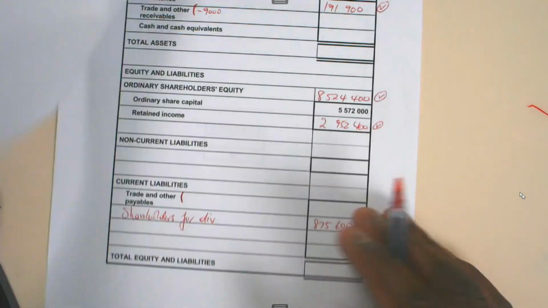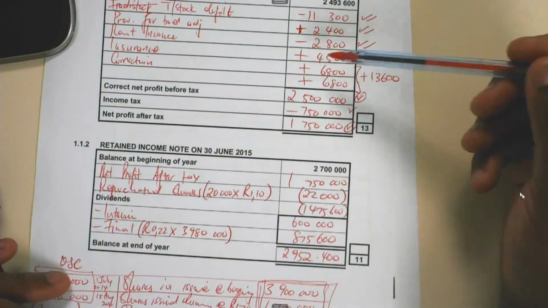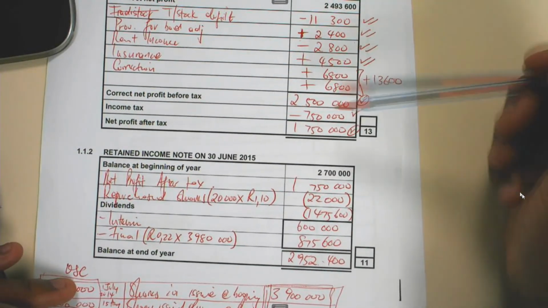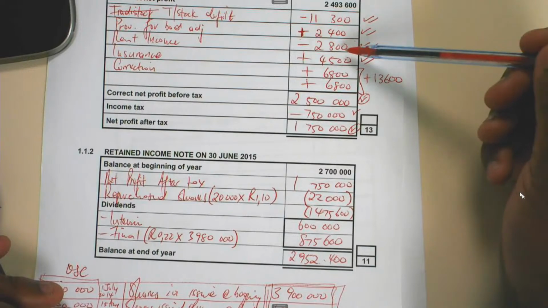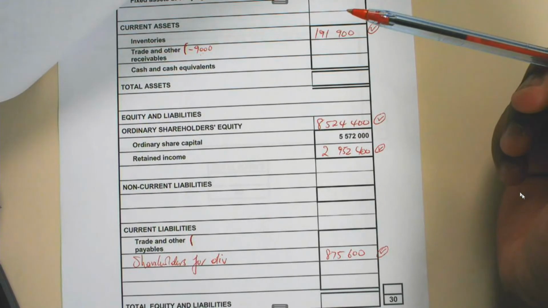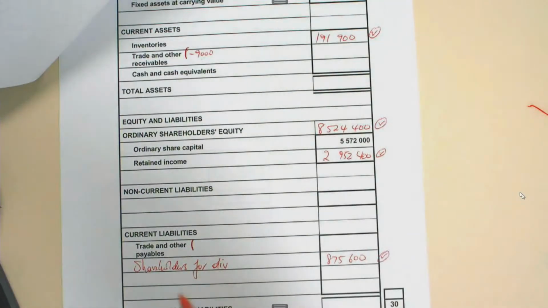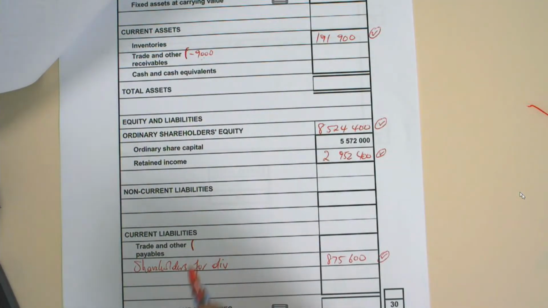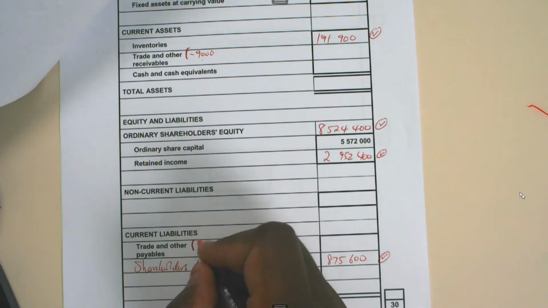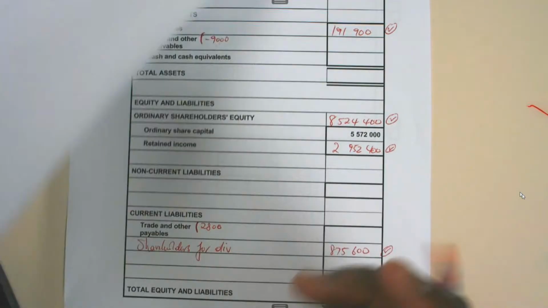Now, I was there, I've just recorded the provision for bad debts, and then we have this rent income. Remember, this rent income was income that we have received in advance. On the face of our balance sheet, income received in advance falls under trade and other payables. And then I said to you, we add. So it will be 2,800 here.